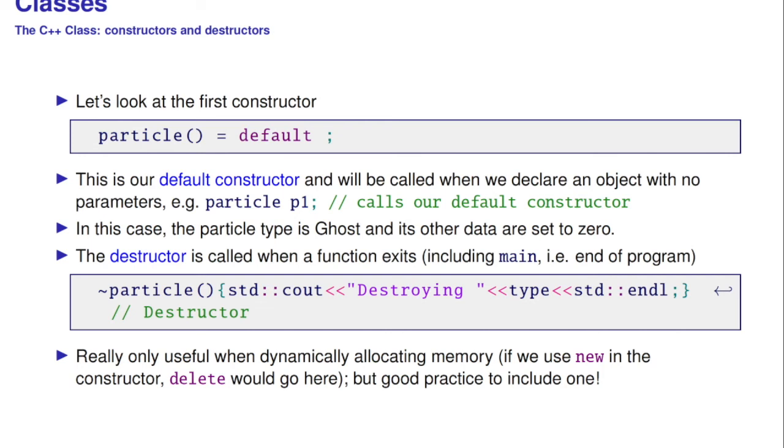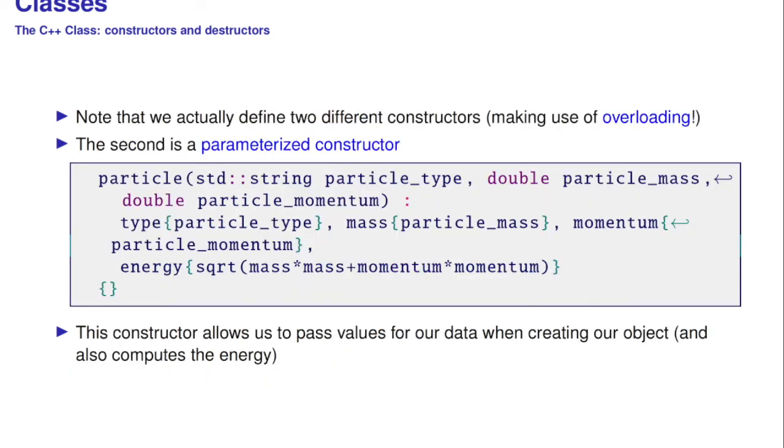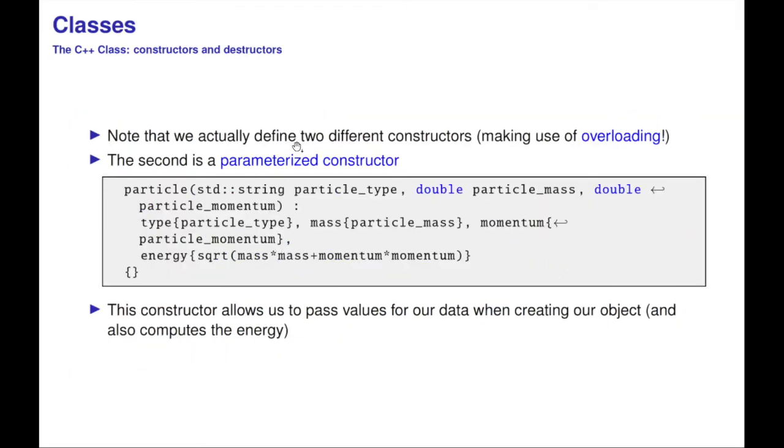It's really useful when dynamically allocating memory. If we use new in the constructor, delete would typically go in the destructor, but it's good practice to include one because it helps us to understand what the code does. Note that we had these 2 different constructors where we made use of overloading. The parameterized constructor is well defined because it allows us to pass values to our data when creating our object. And it also computes the energy.